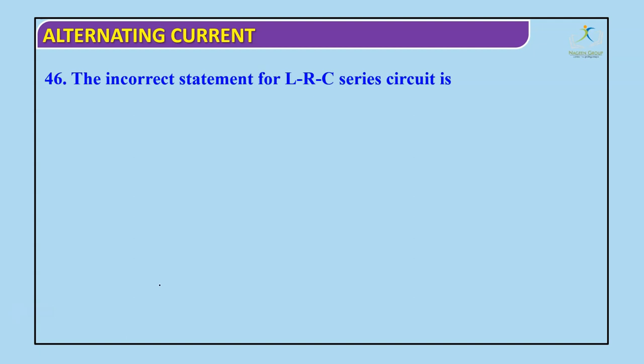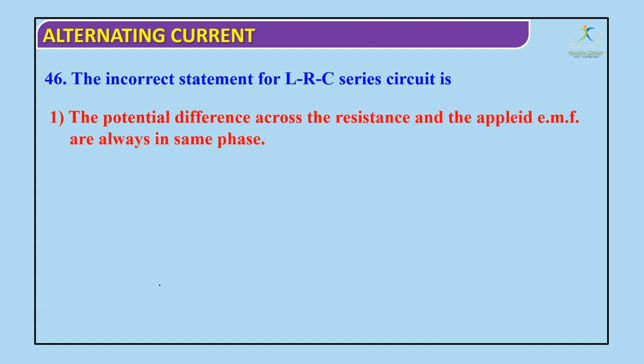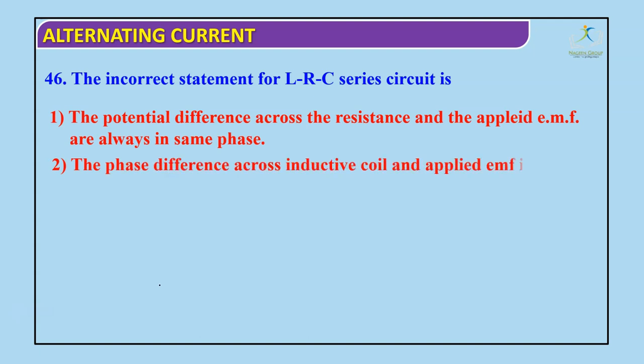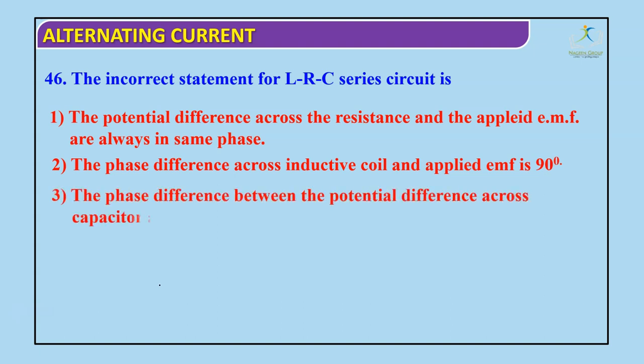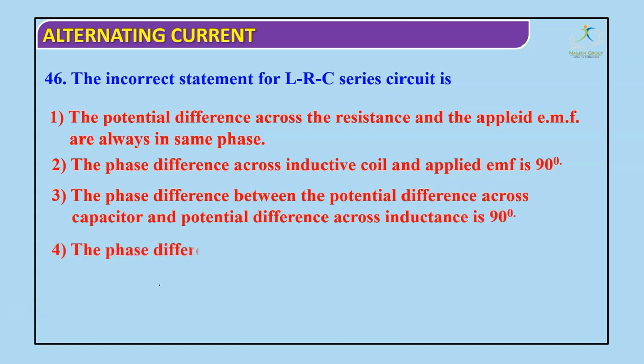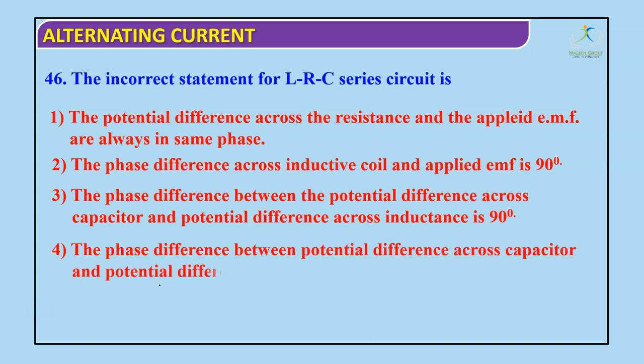Next question we have, the incorrect statement for an LCR series circuit is: the potential difference across the resistance and applied EMF is always in the same phase. The phase difference across the inductive coil and the applied EMF is 90 degrees. The phase difference between the potential difference across the capacitor and potential difference across the inductance is 90 degrees. The phase difference between the potential difference across the capacitor and potential difference across resistance is 90 degrees. The correct answer for this question is third. That means this is an incorrect statement.